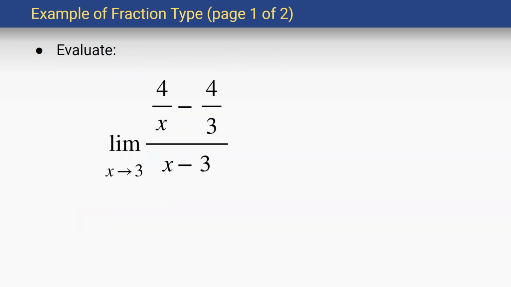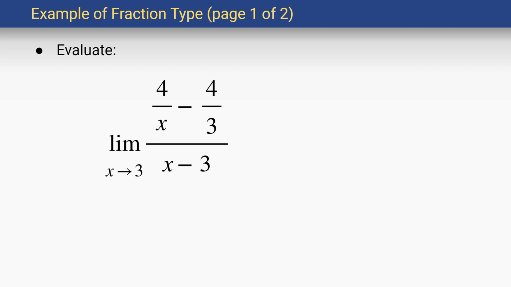All right, so here's an example. Let's say we're going to do this problem right here. It's similar to the previous one, but it is different. We're evaluating the limit as x approaches 3 of 4 over x minus 4 over 3, and all of that divided by x minus 3. If you try to plug in x equals 3, you'll see that you end up with 4/3 minus 4/3 on top, which is 0, and 3 minus 3 on bottom, which is also 0. So this is the same issue as before. It's a 0 over 0, and maybe we can fix it with algebra.